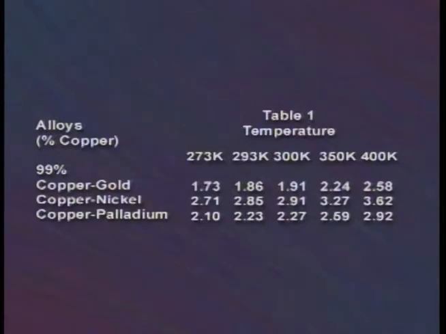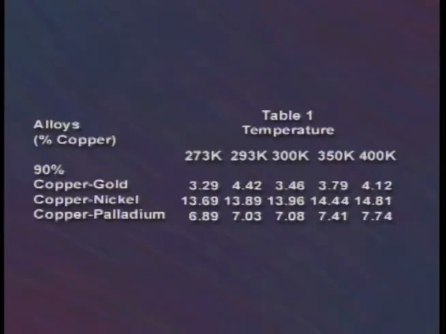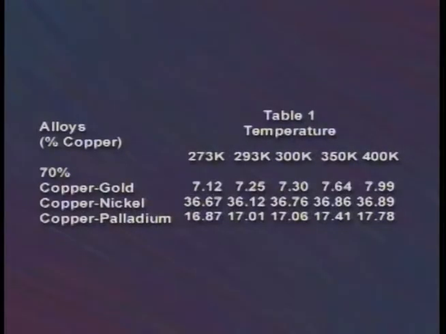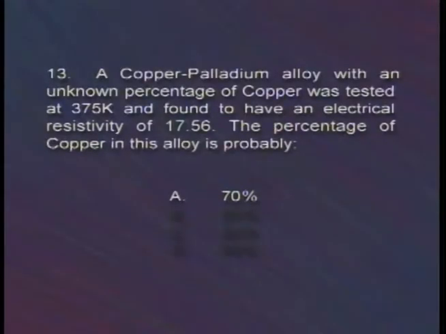Looking at the table, a 99% copper-palladium alloy has a value of 2.92. A 90% alloy has a value of 7.74. An 80% alloy has a value of 12.87, and a 70% alloy has a value of 17.78. Our new value is 17.56, which is closest to the last value. The percentage of copper alloyed with palladium is probably about 70%. The correct answer is A.